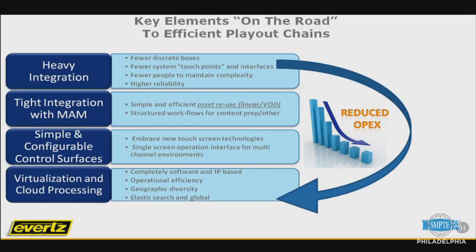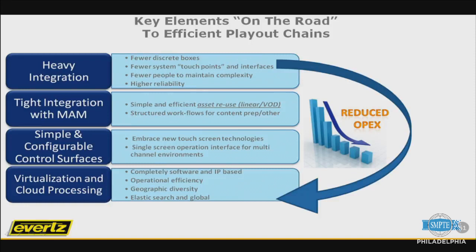Just to go back and cover a few key elements on the road to efficient playout chains. Heavy integration. Move everything into one box. All the keying, audio processing, video processing. It's easier to maintain. We're going to have a bit more discussion about asset management, but tight integration with asset management is key because that means less work to have your broadcast output. Simple and configurable control surfaces. I showed you the touchscreen surface, the iPad for broadcast.